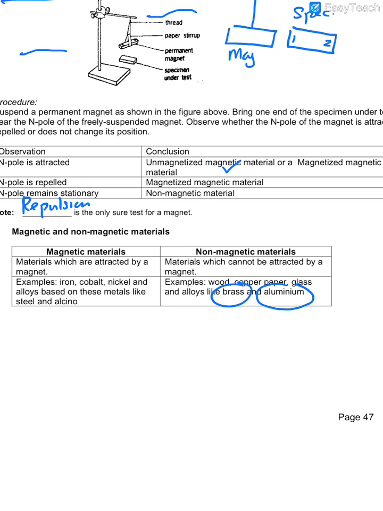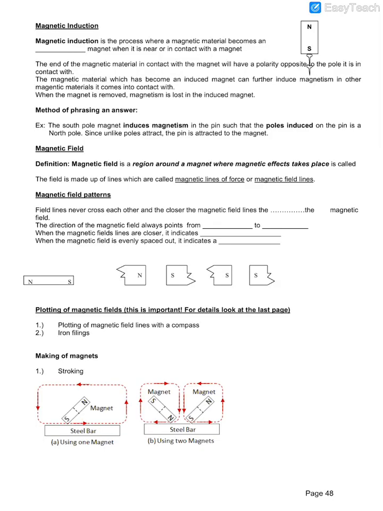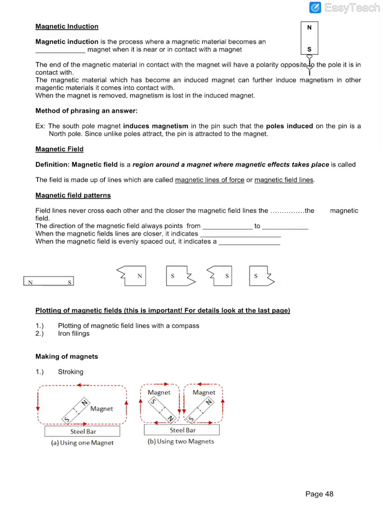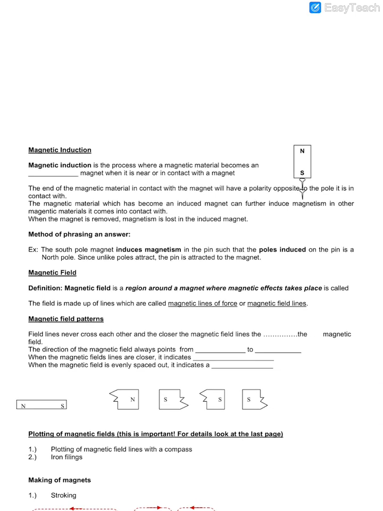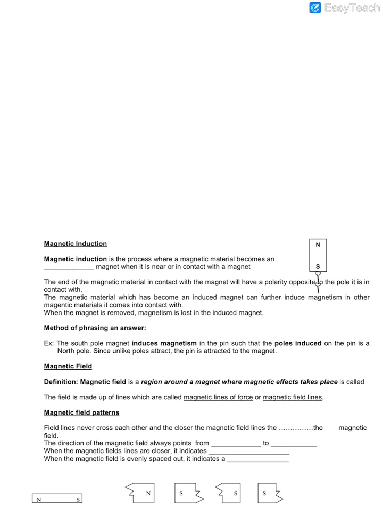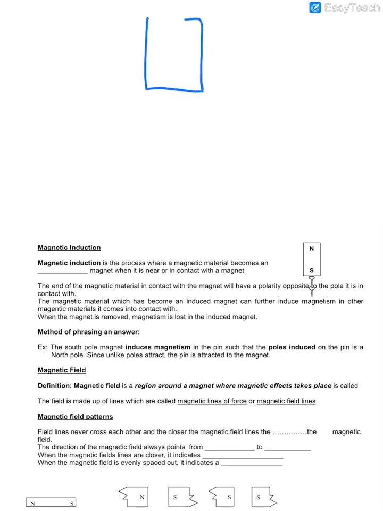Okay, very easy. The first important term is magnetic induction. What is magnetic induction? This one everyone knows. If you have a magnet like this, and you put one paper clip or a pin here, this paper clip or the pin will become a magnet. So it can attract another paper clip or pin.